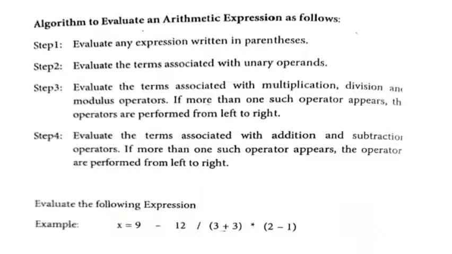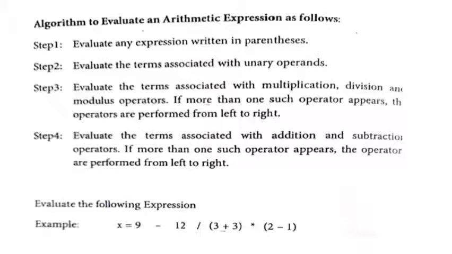We'll understand with this example how we are going to apply all those operators to solve this particular problem. Initially they have given x equals 9 minus 12 divided by 3 plus 3 multiplication 2 minus 1. According to this, here we are facing more than one parenthesis. First we need to give priority to that particular part. First we need to solve 3 plus 3, moving left to right.